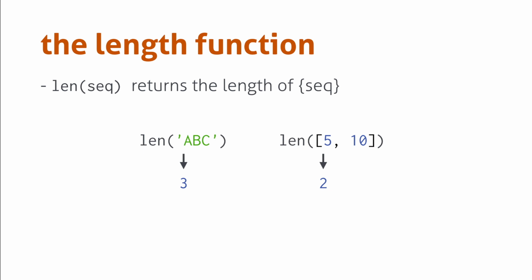The len function is a built-in Python function that returns the length of a given sequence. So if I call the len of this string, then I get 3. If I call the len of this list, then I get 2.